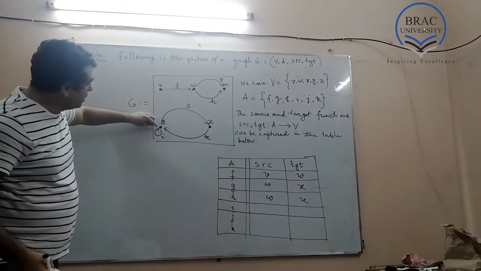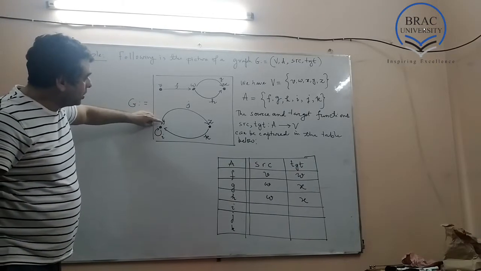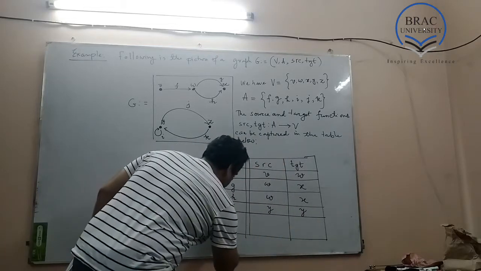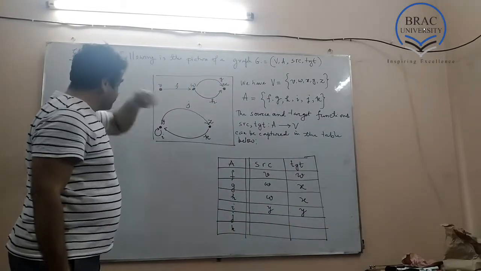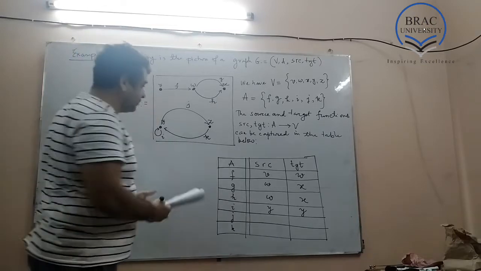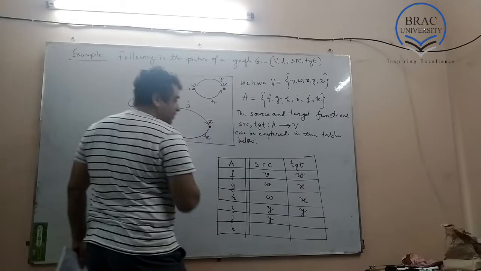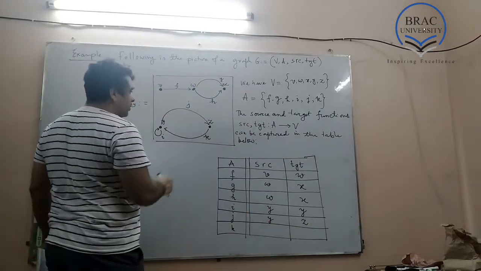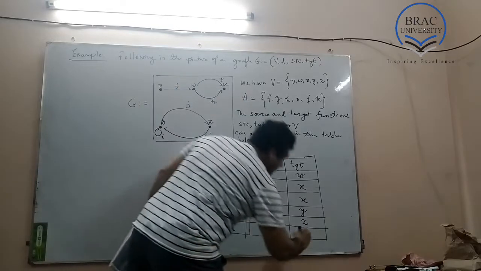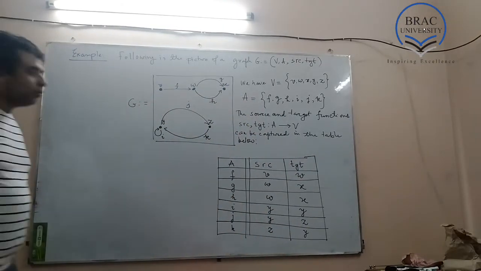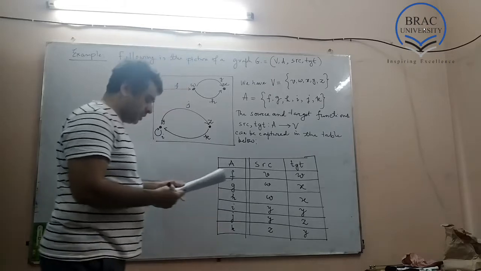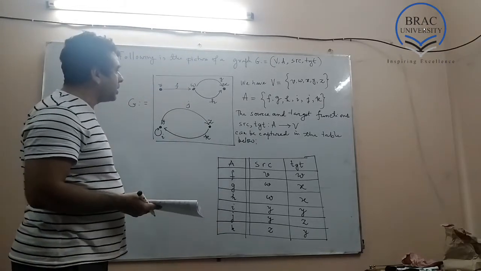For I, which is a loop, the source and target are both Y. Now J is another arrow for this graph whose source is Y and target is Z. Now for the arrow K, the source is Z and the target is Y. This is how we see these two functions. Alright. Okay, so this was a complete example of a graph.